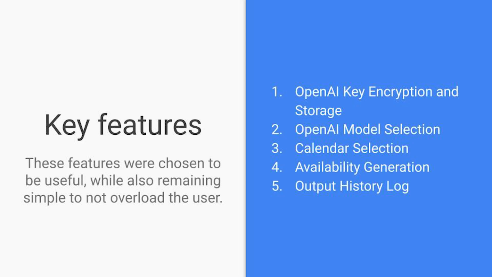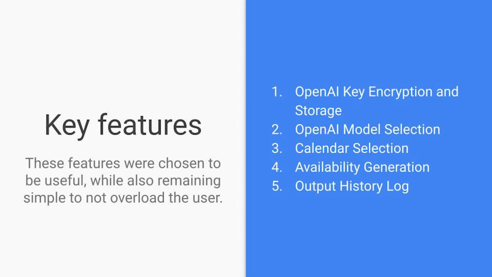So the key features of our Chrome extension include OpenAI key encryption storage, OpenAI model selection, calendar selection, availability generation, and an output history log. And we chose these features because we thought they would be useful and also simple for the user without being a little too overloading.